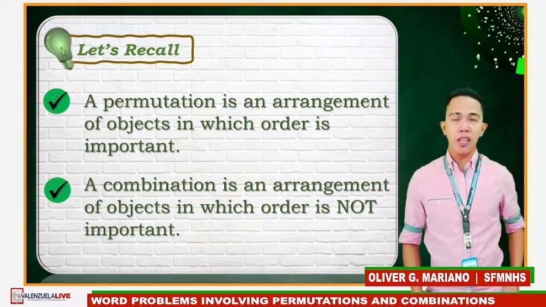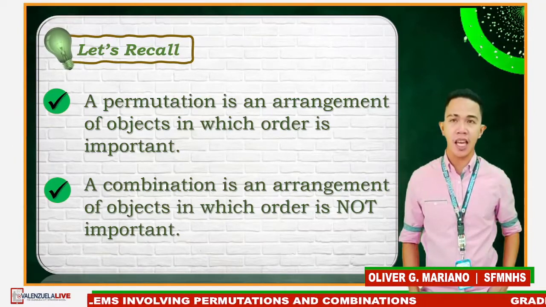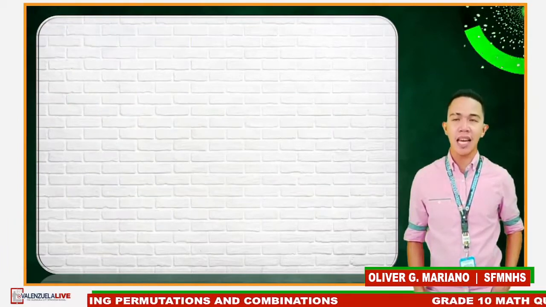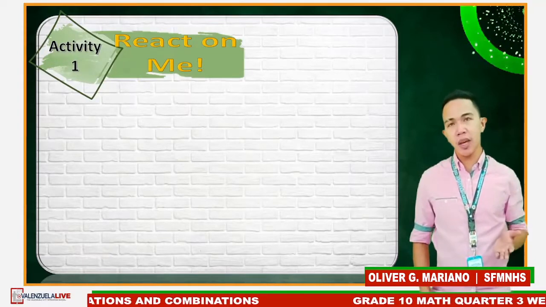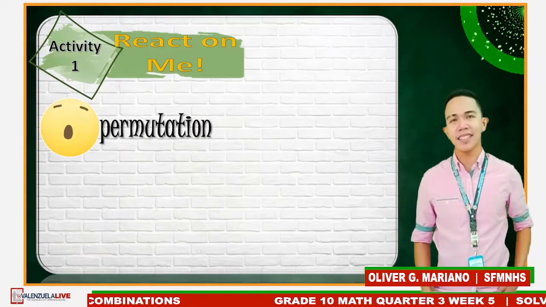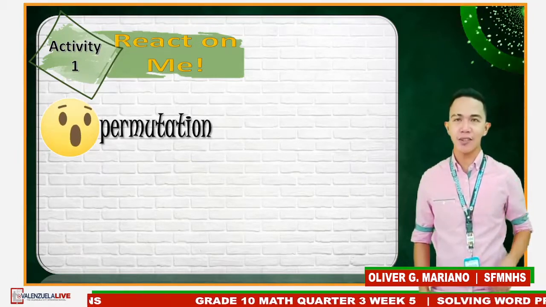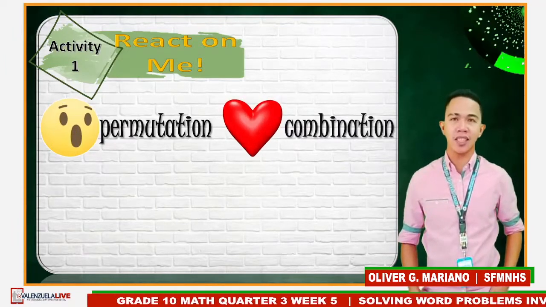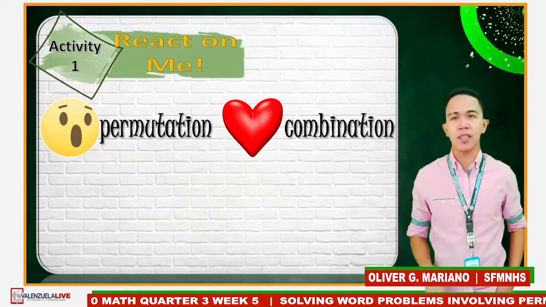As defined previously, let's see if you can identify whether a situation illustrates a permutation or a combination in our first activity entitled React on Me. If you think that the situation illustrates a permutation, hit the Wow React button. But if it illustrates a combination, hit the Heart React button. You will be given 10 seconds to think about each situation. Is that clear? All right, here is the first one.